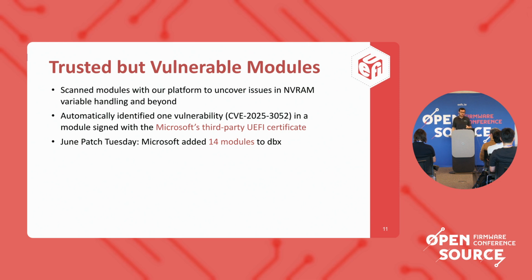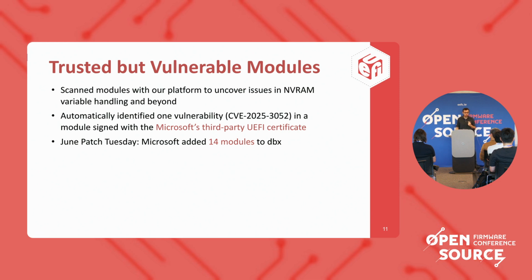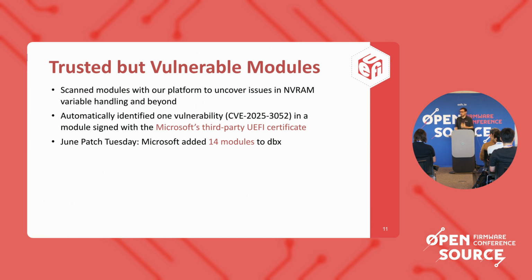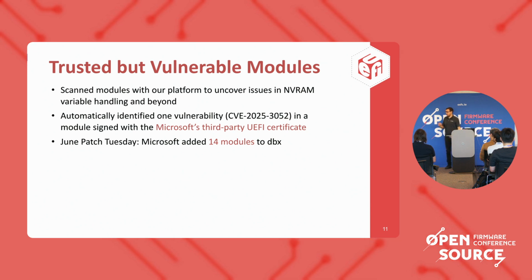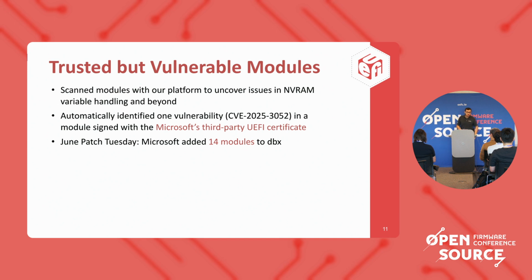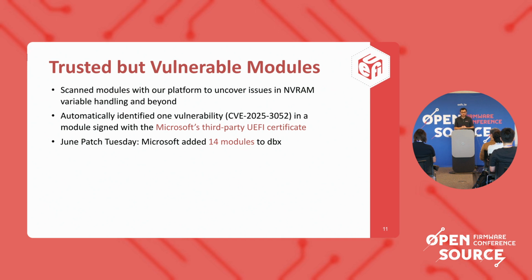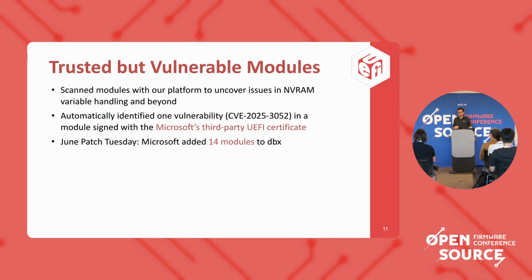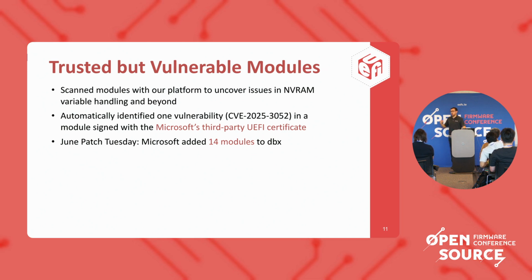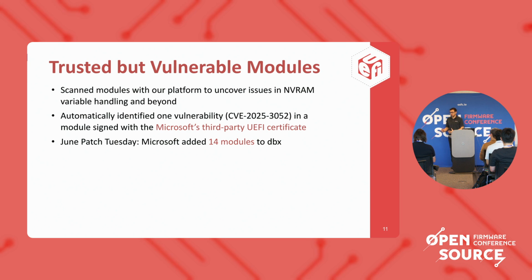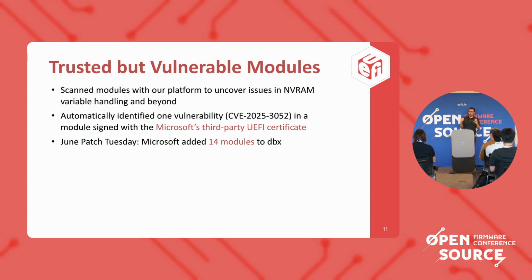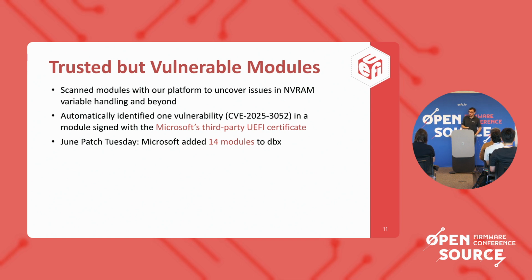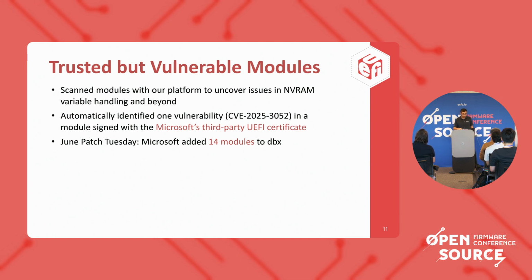And this is interesting because the vulnerability was found in a module signed with the Microsoft third-party UEFI certificate, which is extremely commonly trusted by devices out there. After we reported this to Microsoft, it actually turned out that it was not a single module that had this vulnerability, but there were 13 other versions of this module with this vulnerability. So Microsoft had to add, in total, 14 entries to the DBX during their June Patch Tuesday update.